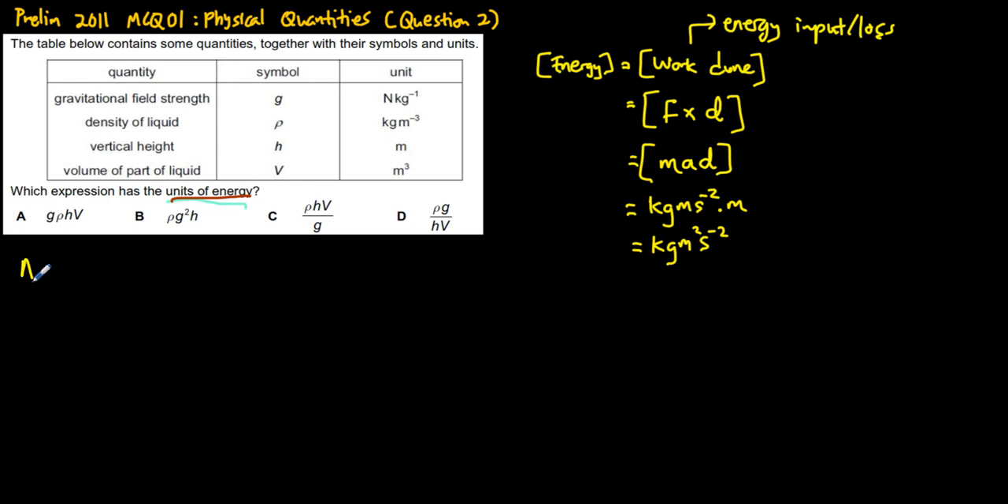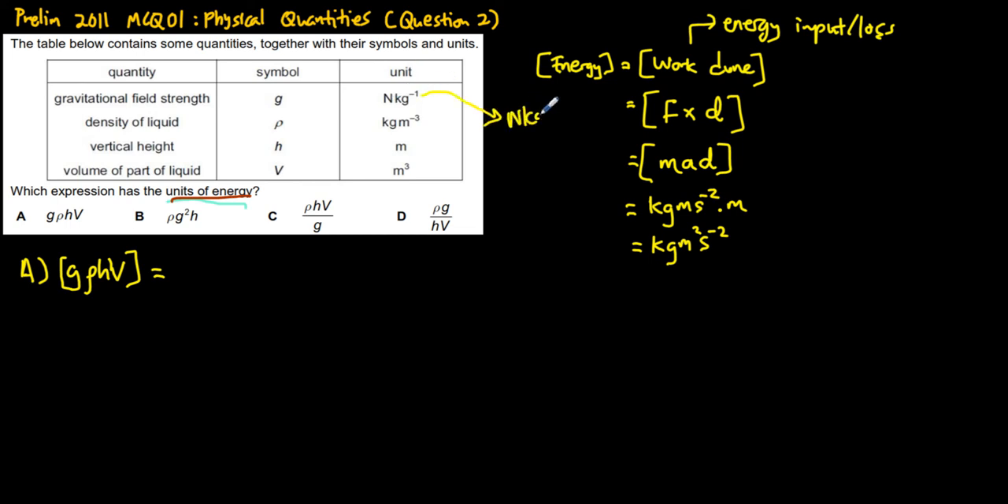Okay, now let's look at various options here. Let's look at option A. G rho H V, will their unit be equivalent to this one? If yes, this will be the answer. Let's check. What is G? G is gravitational field strength, newtons per kg. But you see this one is all in SI base units, so this one is not in SI base unit. Let me convert it to SI base unit.